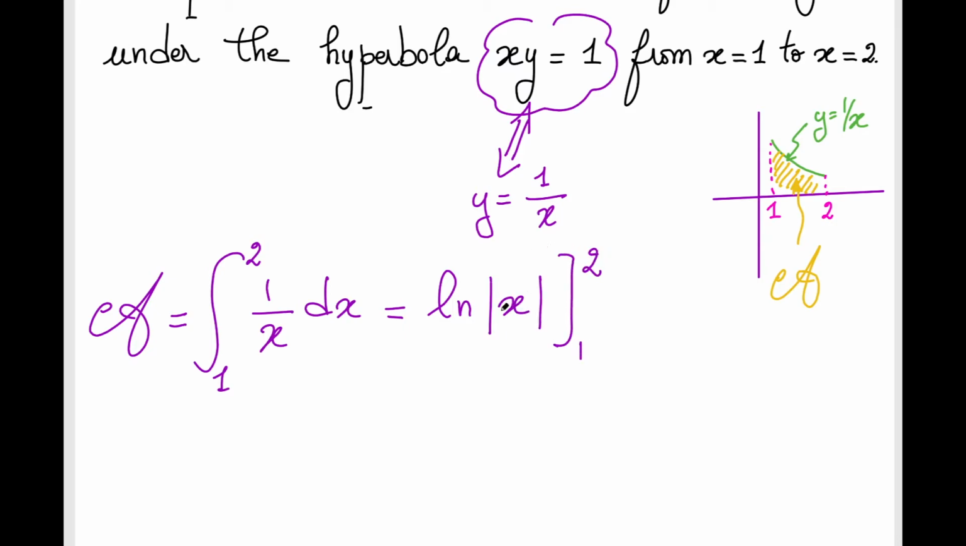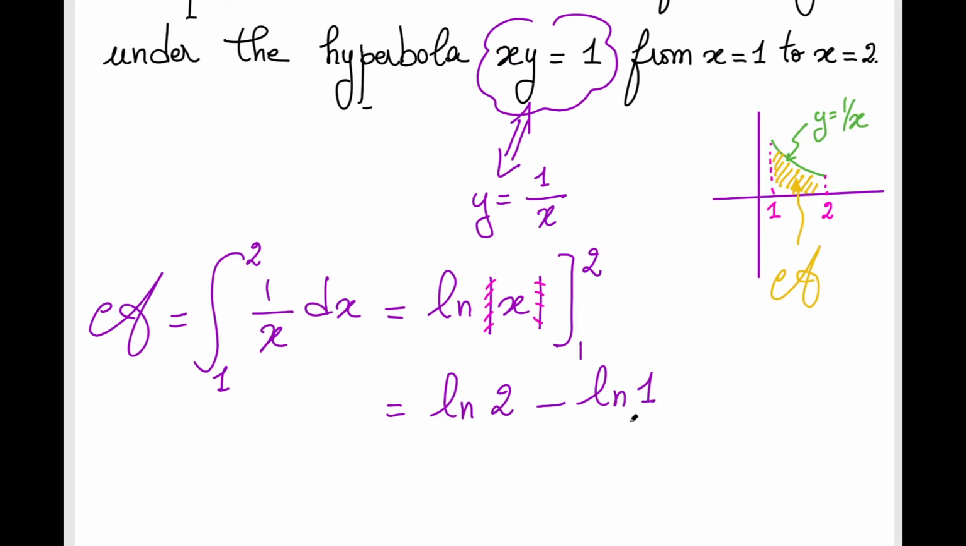No need for the bars here. We don't need the bars. Why? Because x is positive. Between 1 and 2, x is positive, right? So that's ln of 2 minus ln of 1 then.